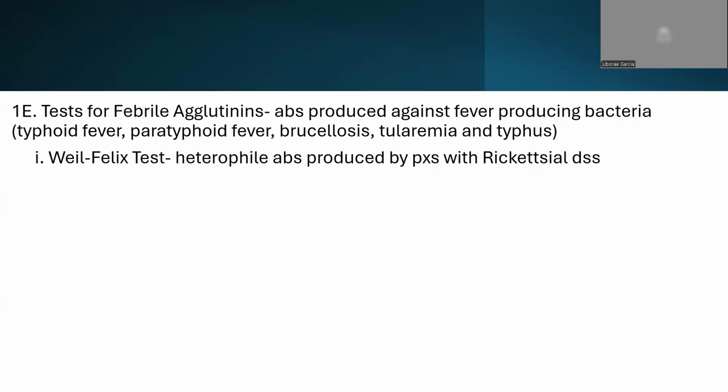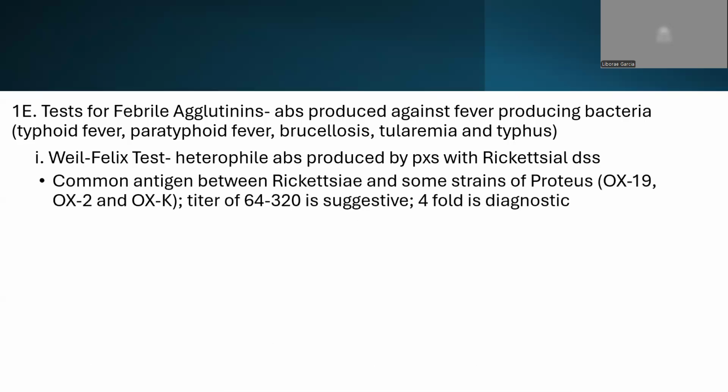An example of this test is your Weil-Felix test. The Weil-Felix test detects heterophile antibodies produced by patients with rickettsial disease. If you can still recall, rickettsia is a bacteria that is vector-borne. It is transmitted through bites of ticks, mites, or fleas.